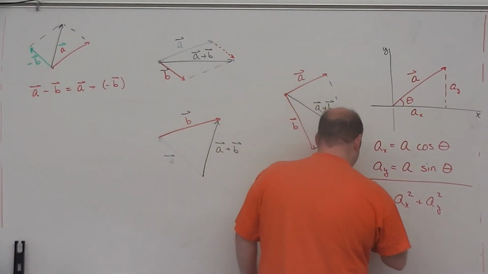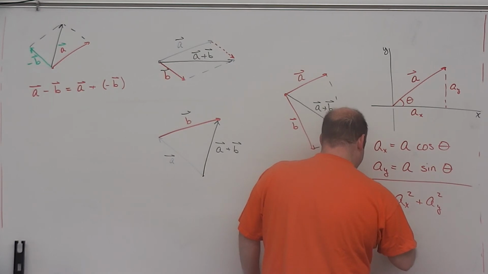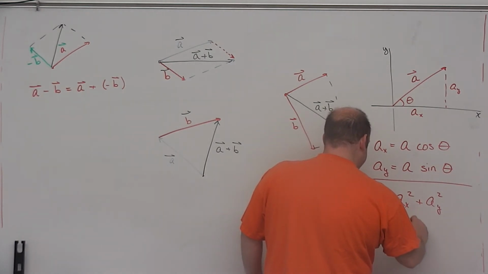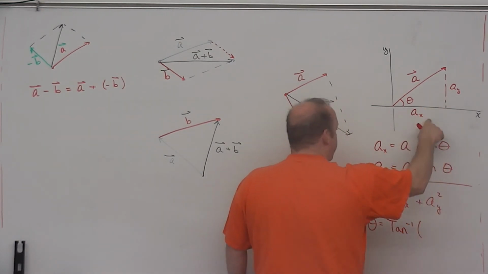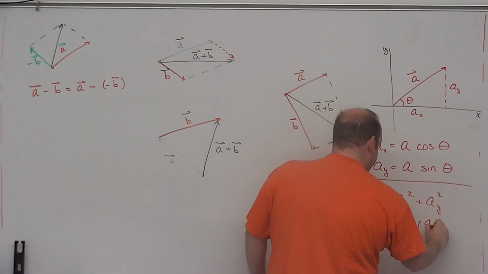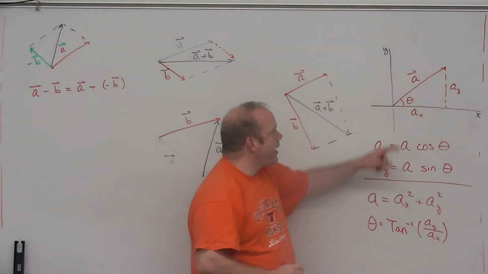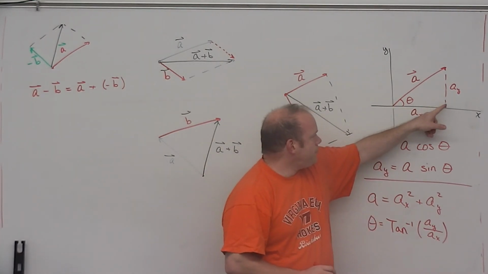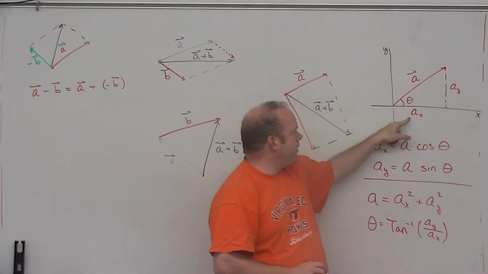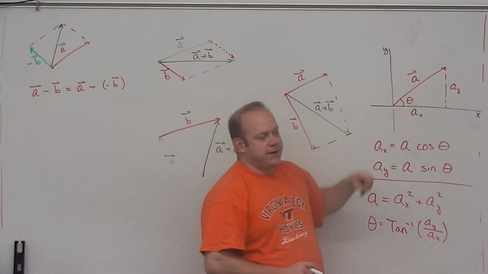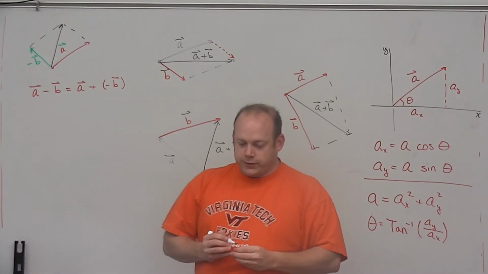The other part of it is the direction, which is given to me by the angle theta. Theta will equal the inverse tangent of AY over AX. So I take the y component over the x component, and that gives me theta.